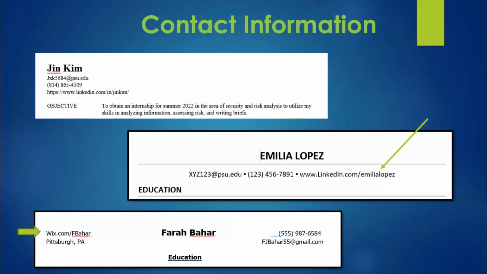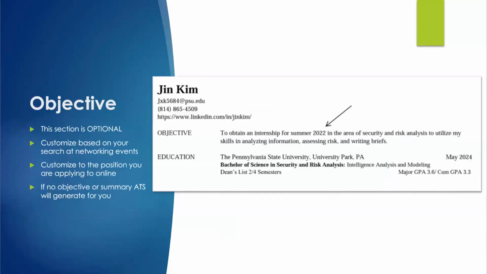As you can see, there's also different ways that you can format your contact information. This is just one of three. There are several out there. It's really your preference of what look you like. The next potential section could be your objective section. This is a section that is completely optional. However, if you are applying online, and don't include an objective or a summary section, the applicant tracking systems can populate one based on your resume.